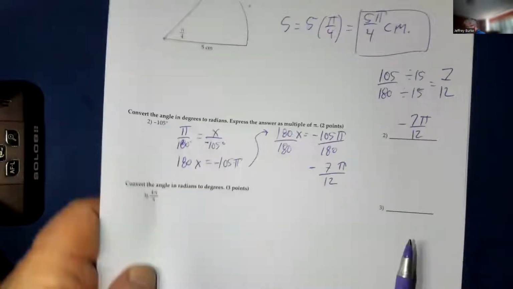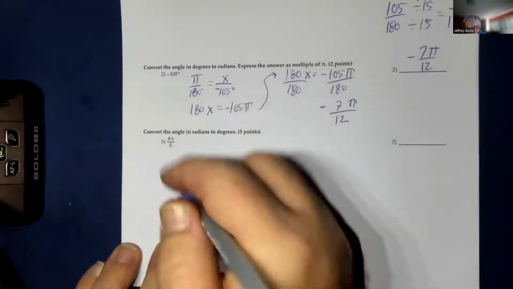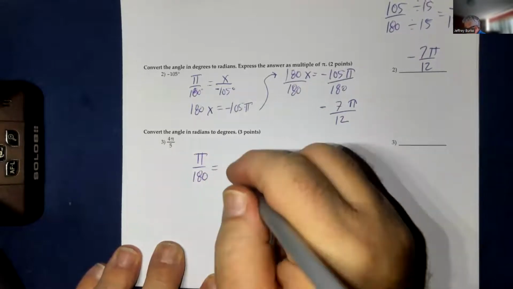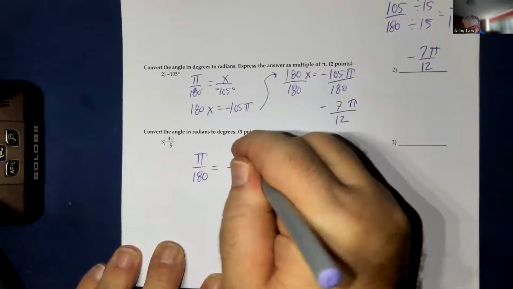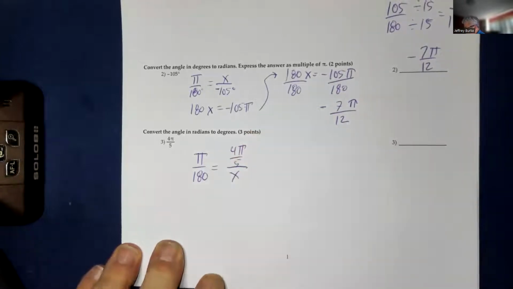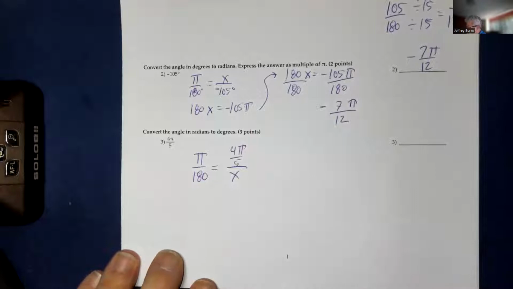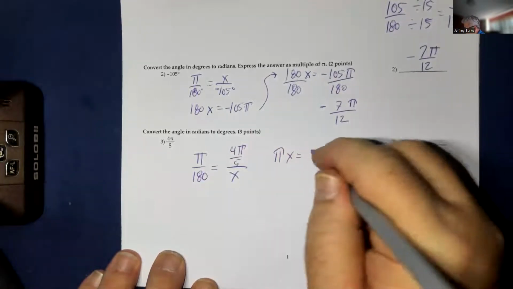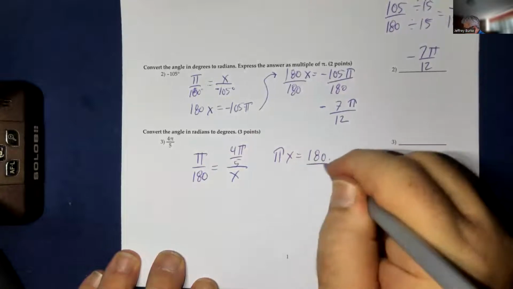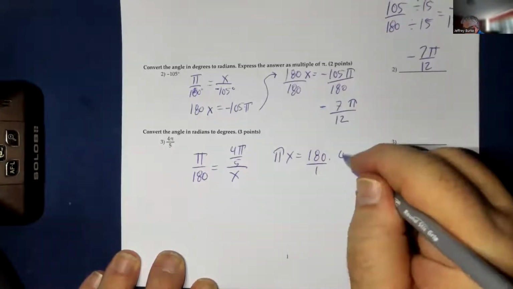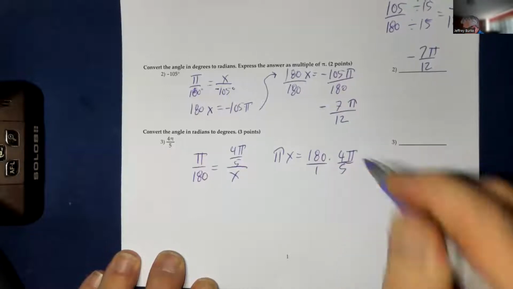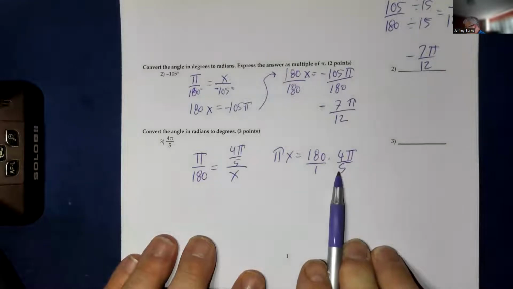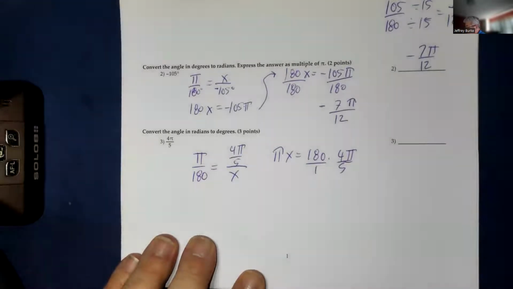So if I want to convert from radians to degrees, then I will take pi over 180 is equal to 4 pi over 5 times x. So when I cross multiply here, I'm going to get pi x is going to equal 180 over 1 times 4 pi over 5. So now if I take 180 divided by 5, that's going to be 36. 36 times 4 is going to be 144.